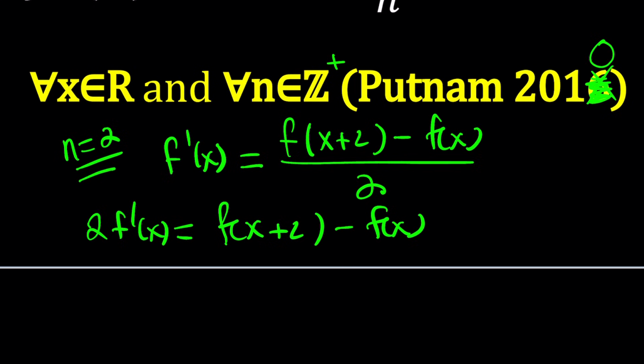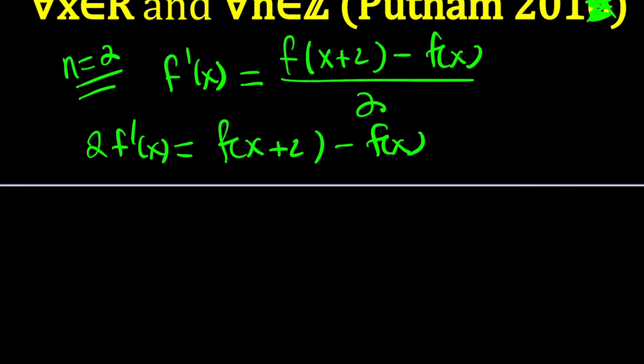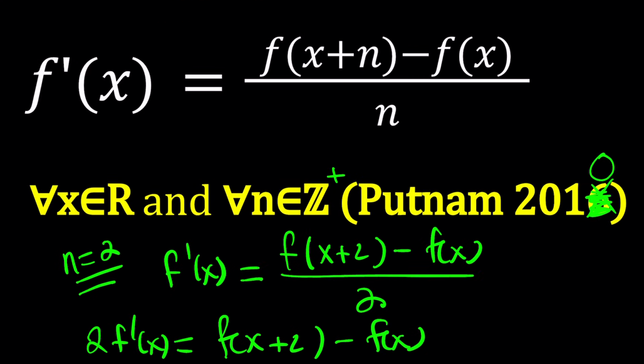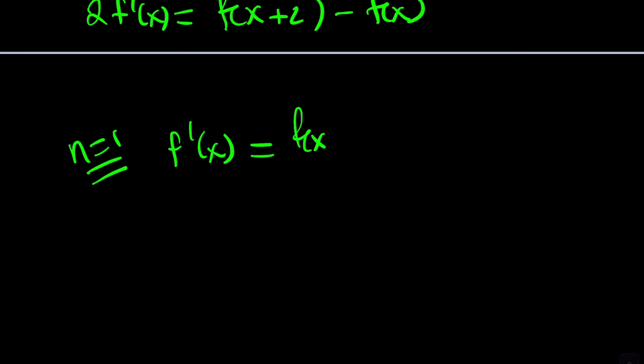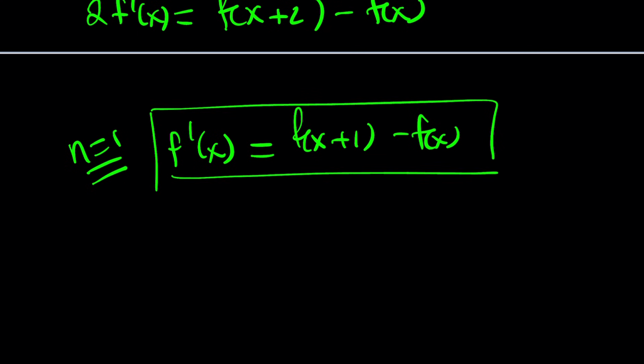Great. Now here's a little bit of manipulation. To understand why we are going to use this manipulation, let me go ahead and replace n with 1 so you can see what we're looking at. If you replace n with 1, it's even simpler. You're going to get f of x plus 1 minus f of x divided by 1, but we don't need to write it. So f prime is just the difference between f of x plus 1 and f of x. This is a beautiful equation, something that we are going to use.